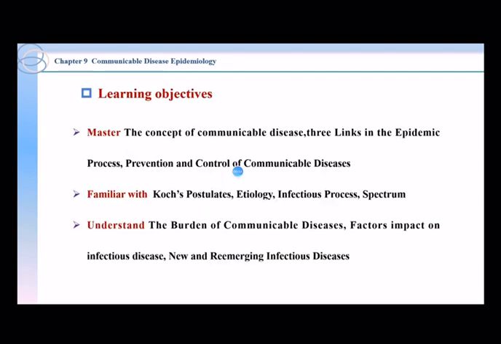Learning objectives include mastering the concept of communicable disease, 3 links in the epidemic process, and prevention and control of communicable disease. We only need to be familiar with Koch's postulates, etiology, infection process, and the spectrum. And we want to understand the burden of communicable disease, factors that can impact infectious disease, and also get to know some new and re-emergent infectious disease.